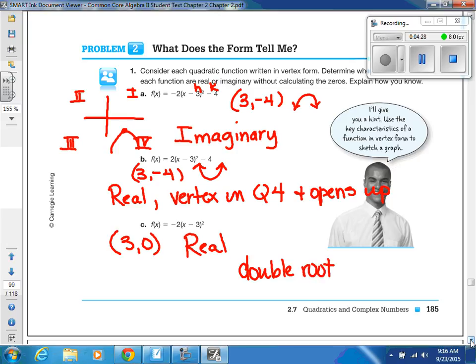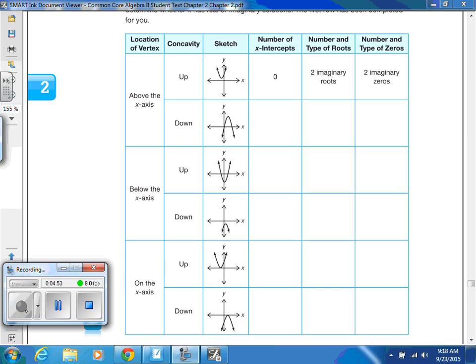Okay, let's look at the chart on page 2. Try to complete the chart with your partner. I'm going to give you about a minute. And then we're going to talk about factoring. All right, so if it is above the x-axis and it opens up, it has 0 intercepts, 2 imaginary roots, 2 imaginary zeros.